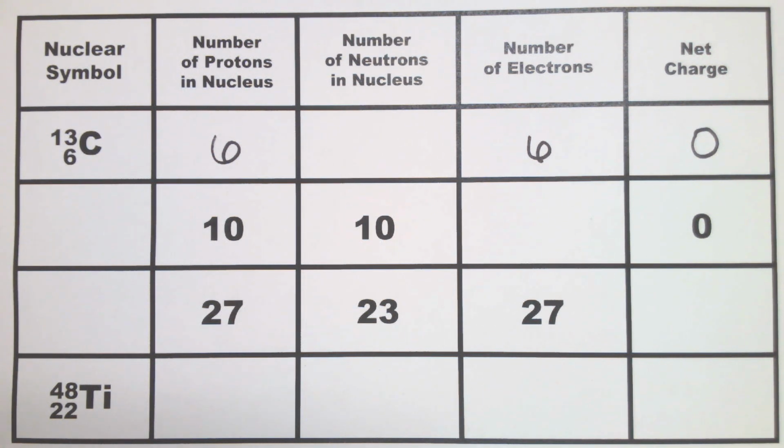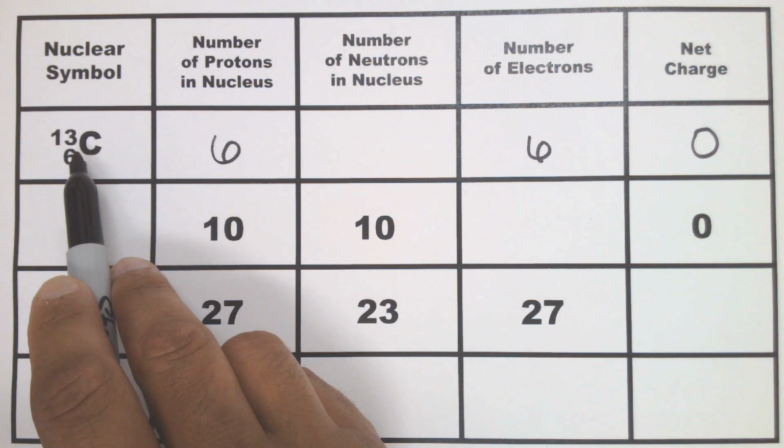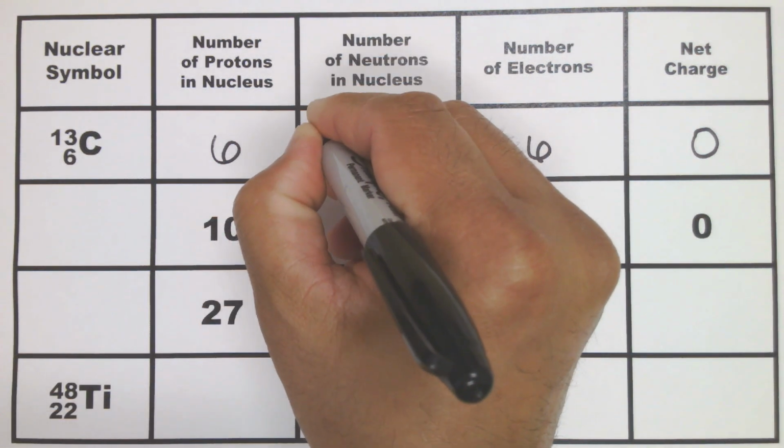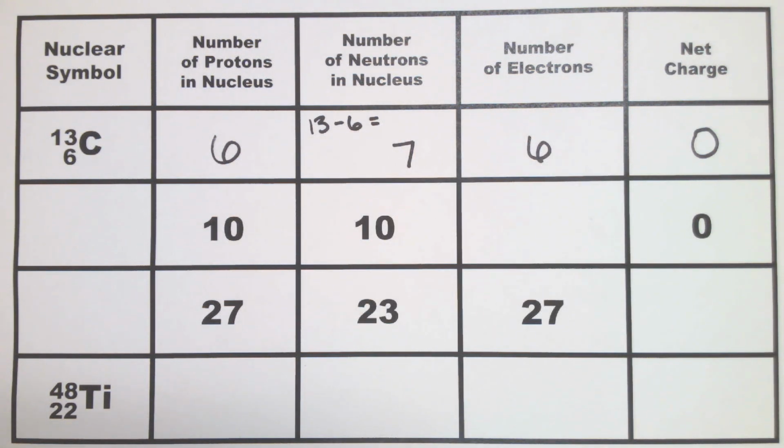And finally, how do we find the number of neutrons? Well, remember, isotopes are atoms of the same element, but they can have different numbers of neutrons. So what type of isotope of carbon is this? We can tell from the mass number 13 that there are 7 neutrons in the nucleus because the protons plus the neutrons must equal the mass number. So right here, 13 minus 6 will give us 7 neutrons in the nucleus. Let's go to the next example.